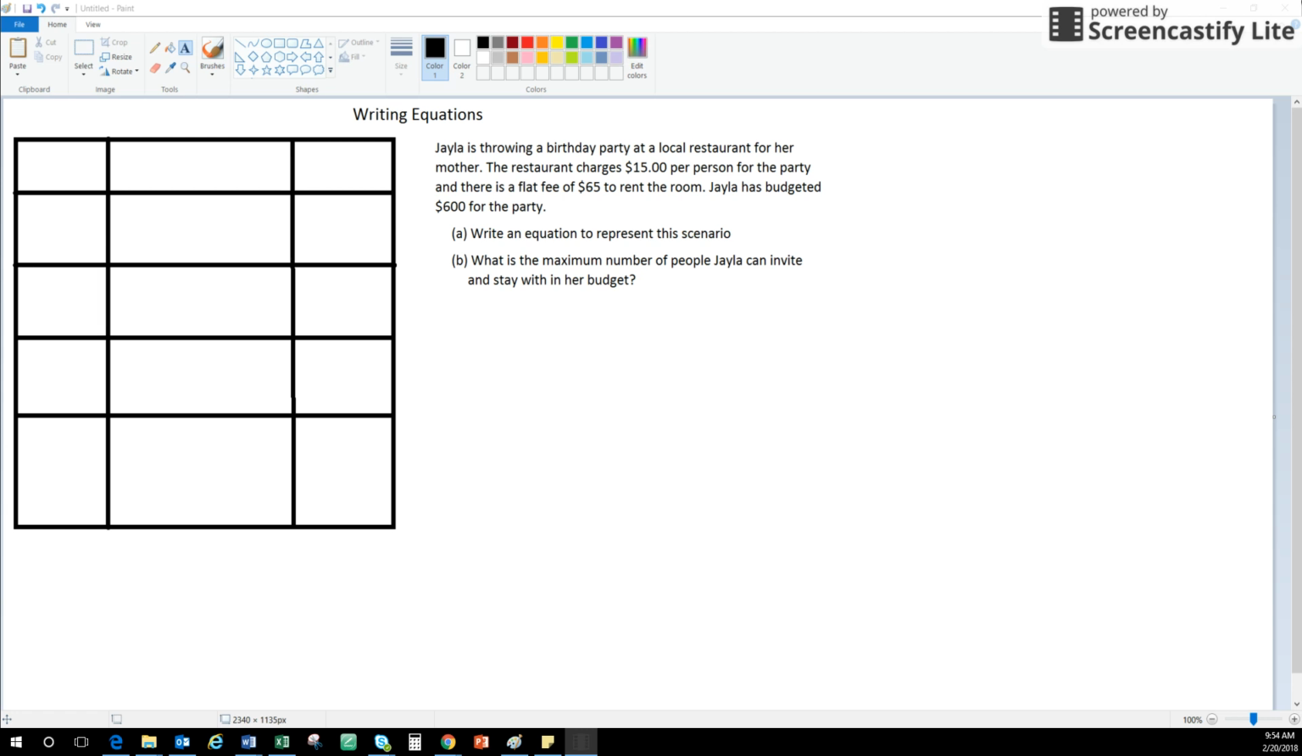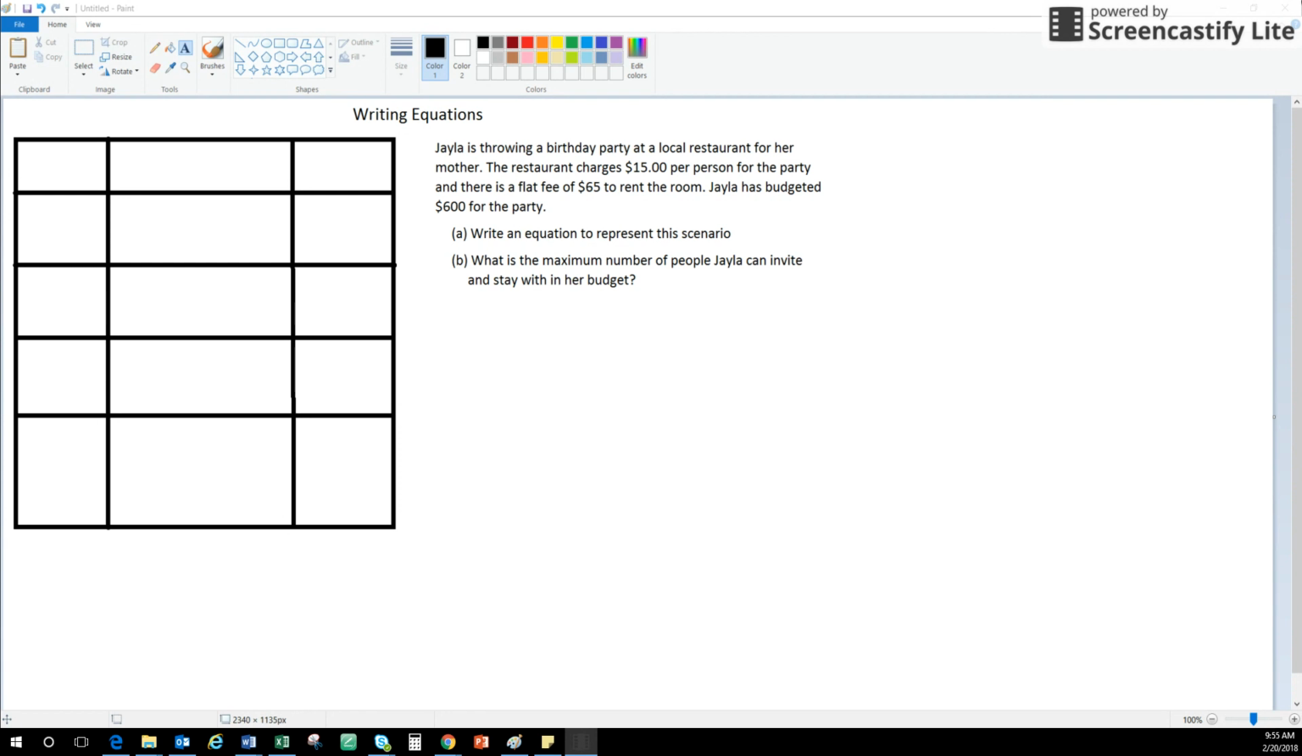Hey everybody, so we're going to look at writing equations in today's lesson, and we're going to jump in here and look at an example problem. I'm going to show you guys how I go about doing these. So let's first read the problem.